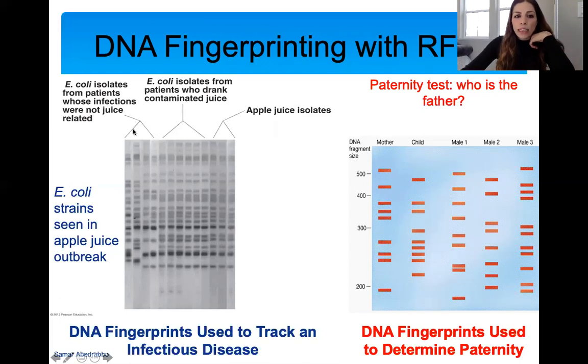So what you do is you get isolates or samples from patients who drank the contaminated juice, and you get samples from patients whose infections were not juice related or were different infections, and then you get the apple juice isolates and you see where the bands match to see where the infection came from. Did the infection come from the apple juice? Did it come from another source? And then you could also take the apple juice isolates and compare them to known organisms after you figure out where the infection came from.